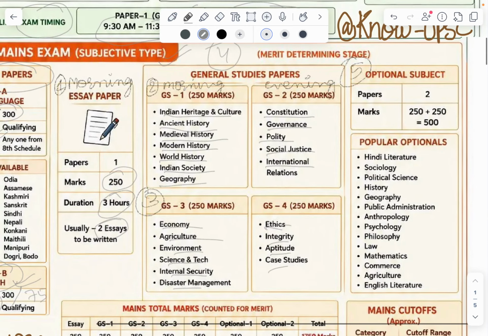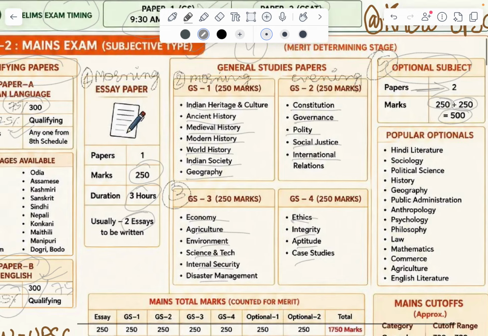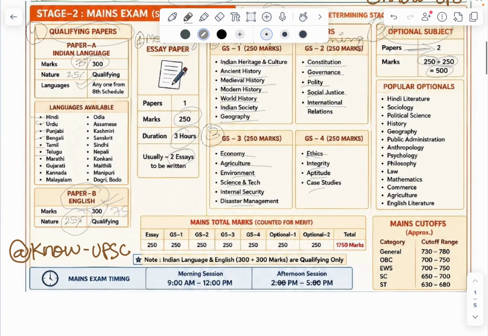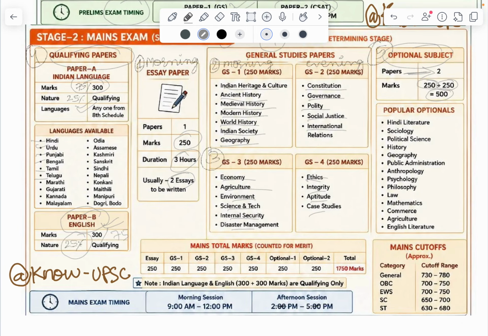Then the last papers are optional subjects. There will be 2 papers of optionals, each of 250 marks. Total is 500 marks. Then the exam timings. Firstly, you need to give the essay paper. The essay paper will be held in only one day, and then on the second day GS1 and GS2 will be held in morning and evening shifts. Then on the third day you get GS3 and GS4 in morning and evening shifts.